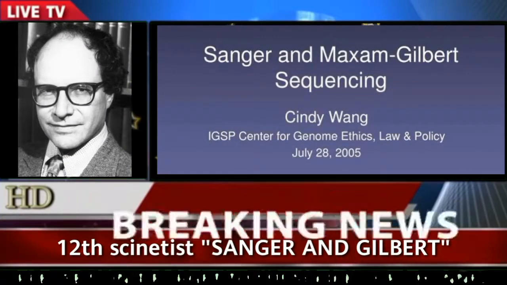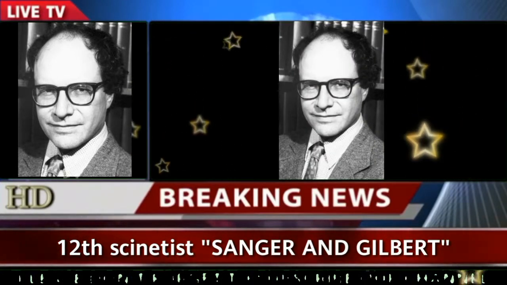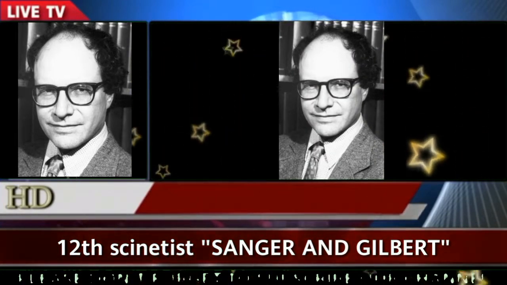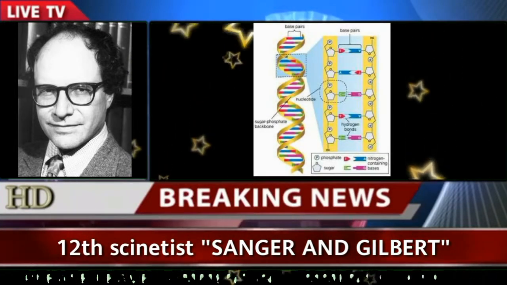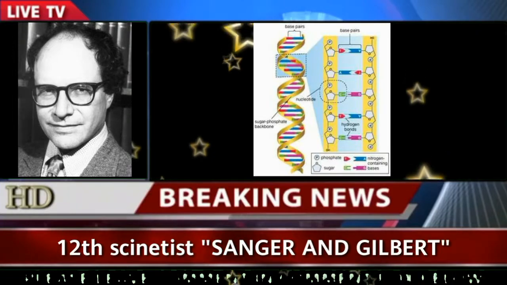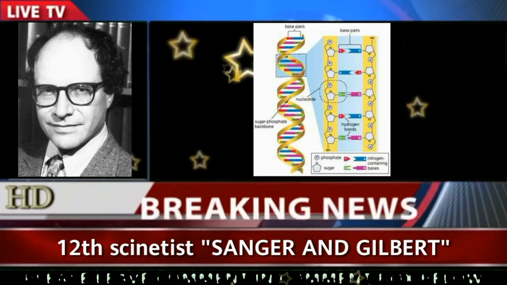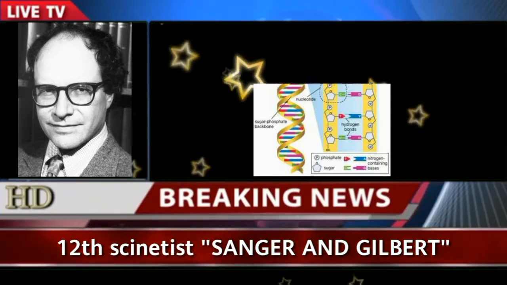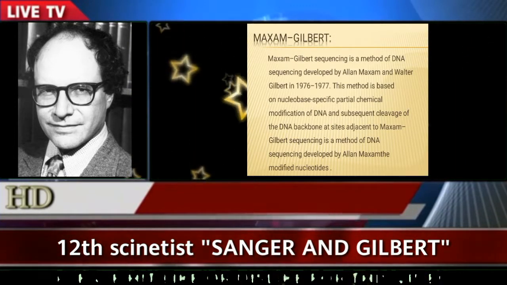Maxam-Gilbert. Maxam-Gilbert sequencing is a method of DNA sequencing developed by Allan Maxam and Walter Gilbert in 1976–1977. This method is based on nucleobase-specific partial chemical modification of DNA and subsequent cleavage of the DNA backbone at sites adjacent to the modified nucleotides.